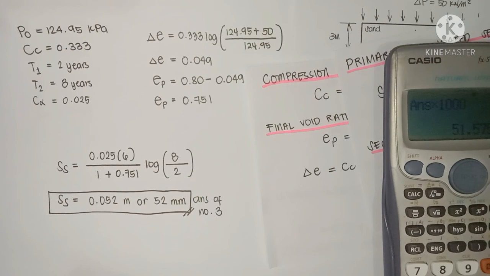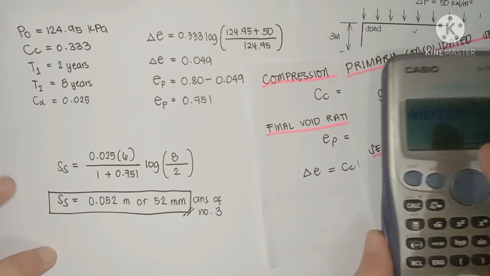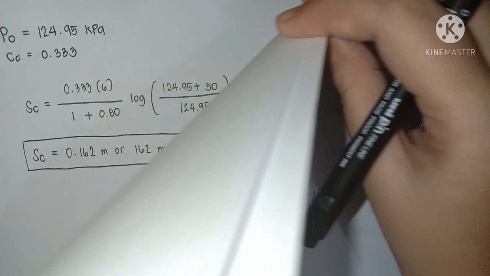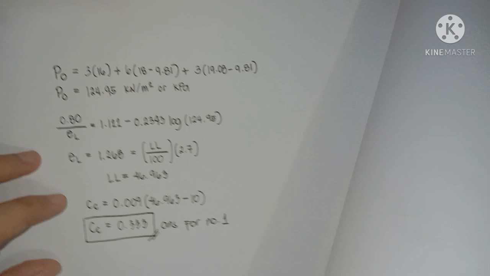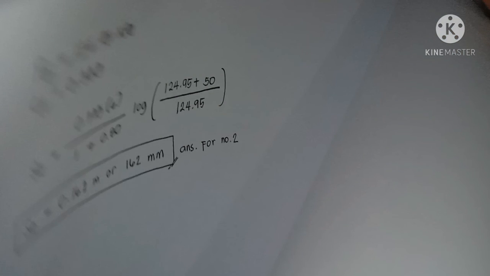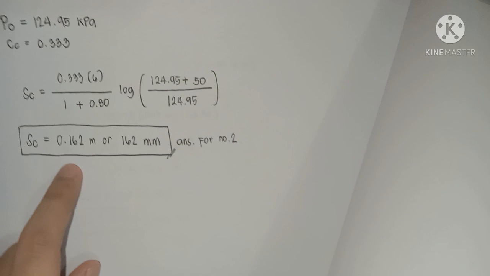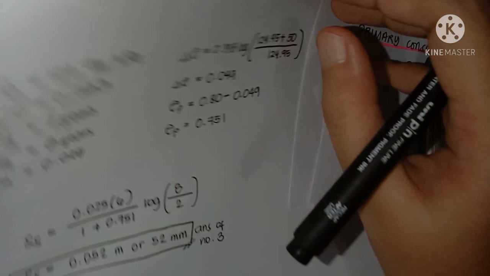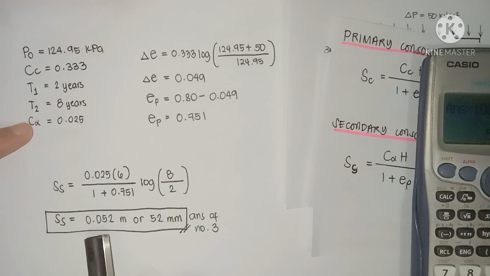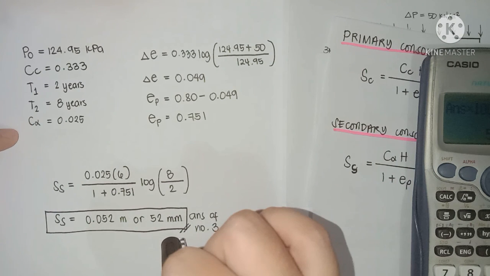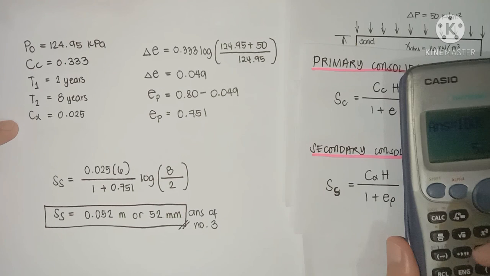All in all, that's it. Our answer for number 1, CC, is equal to 0.333. For number 2, 0.162 meters or 162 millimeters. And for number 3, 0.052 meters or 52 millimeters. That's all for this example.